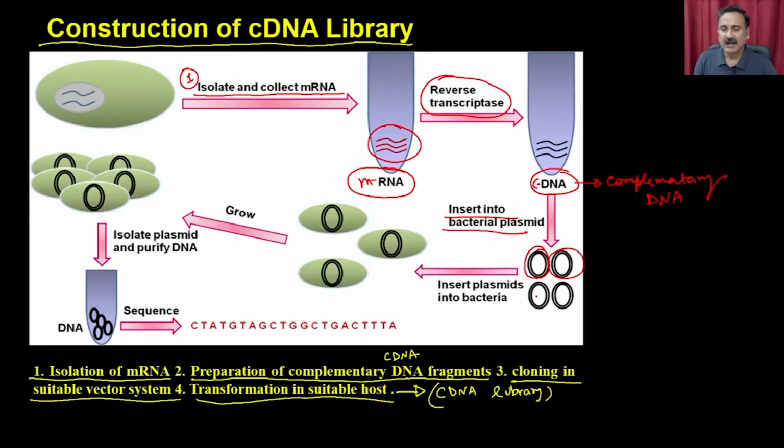So that is actually going to give you the different clones, and then these clones are going to be transformed into the suitable host, and that's how you are going to get the cDNA library. From the cDNA library, you are going to isolate the clones of your interest, and that's how you are going to identify the DNA sequence, and then you can use that for subcloning into the expression vector, and that's how you are going to use it for protein production or enzyme production.